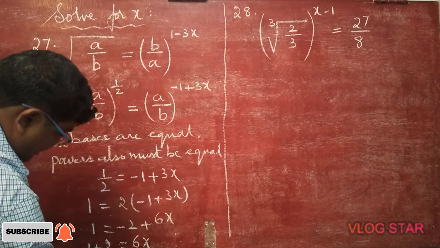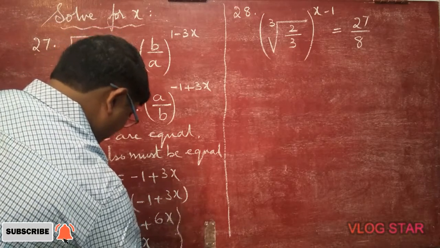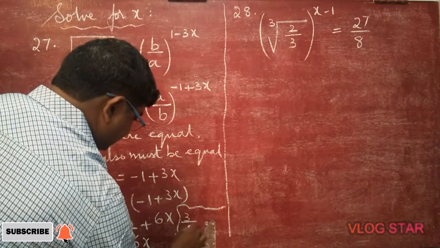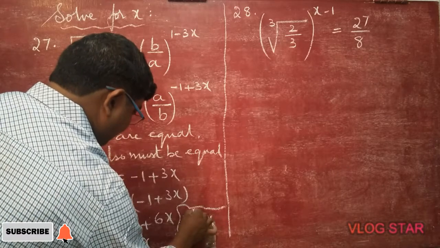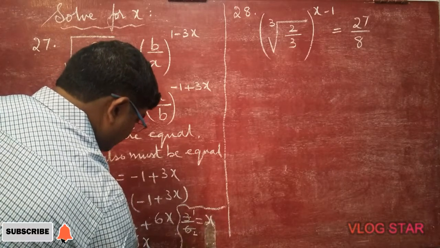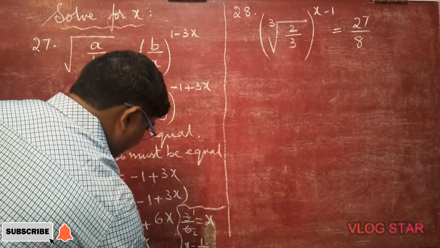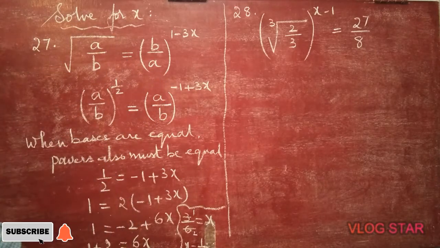We want the value of x. So 3 by 6 is equal to x. 3 table goes, 3 ones are 3, 3 twos are 6. So x is equal to 1 by 2. x is equal to 1 by 2. That is the way of finding or solving x here.